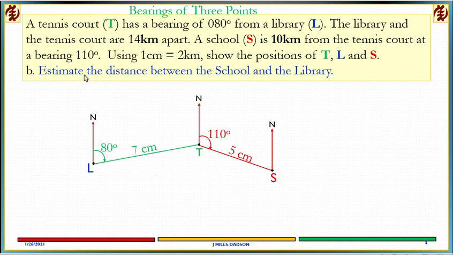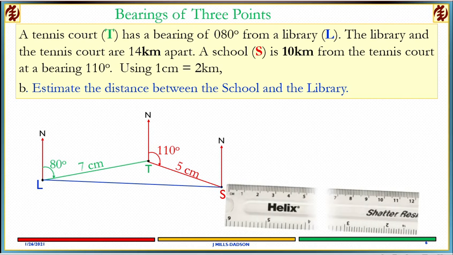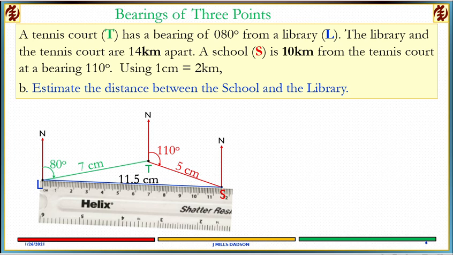Now let's go to B. How do you estimate the distance between the school and the library? All we need to do is to measure the distance, and from the measurement, we convert it with our scale. Put your ruler down to measure the distance. It's 11.5 according to my measurement. That is in centimeters. So just use a bit of conversion to convert that.